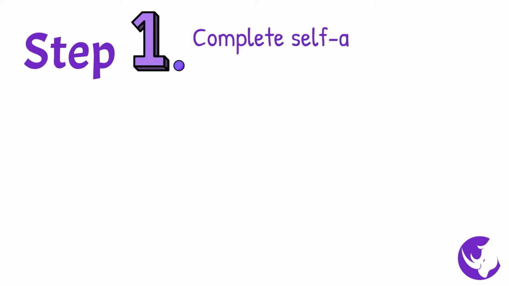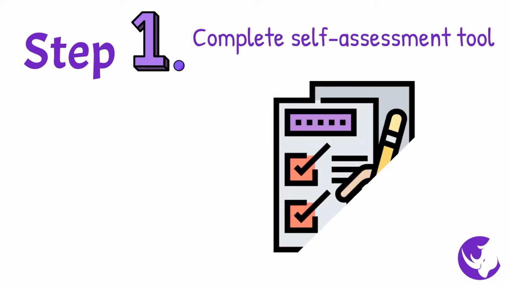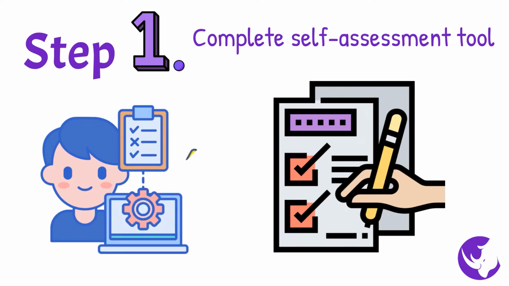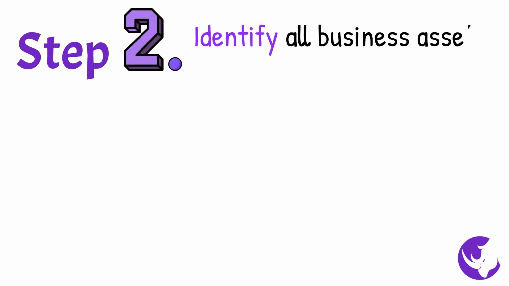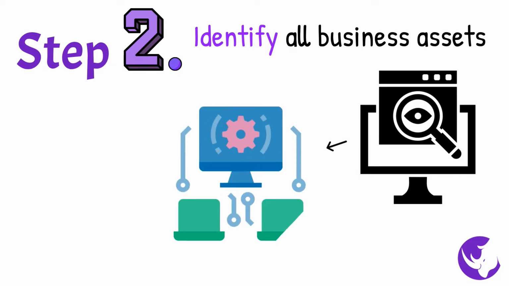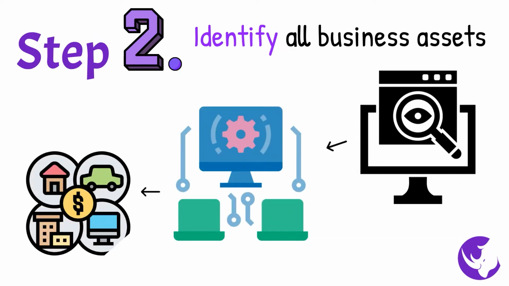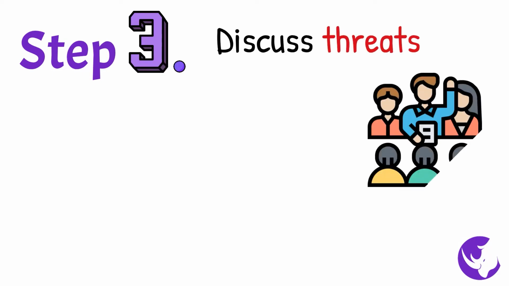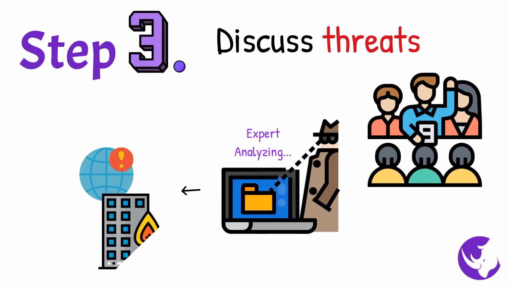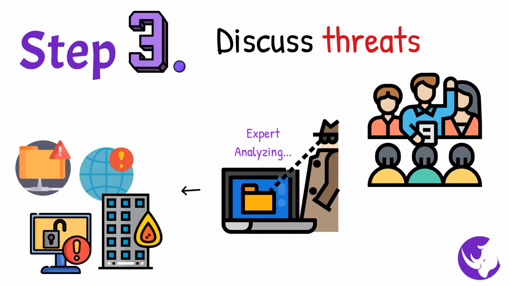Step 1. Complete the simple cybersecurity status self-assessment tool attached to this training guide. This will identify gaps and options in cybersecurity in your business. Step 2. Identify all business assets, such as computers and business information, and determine their importance and value to the business. Step 3. Discuss cybersecurity threats with employees or outside experts and determine which assets are at risk of harm if one or more of those threats occur.